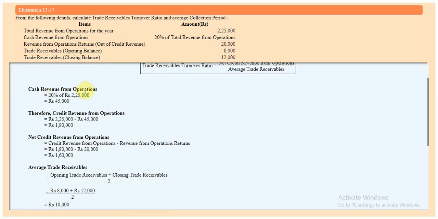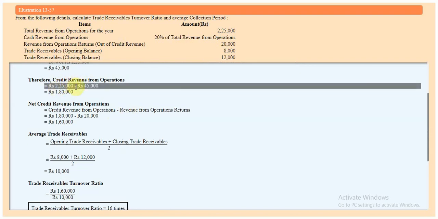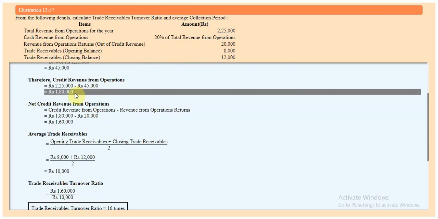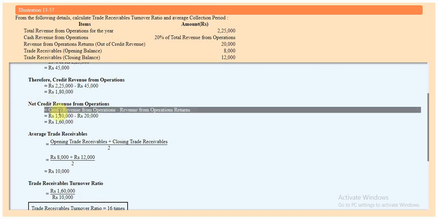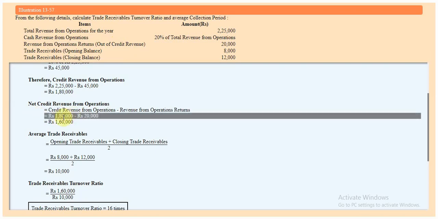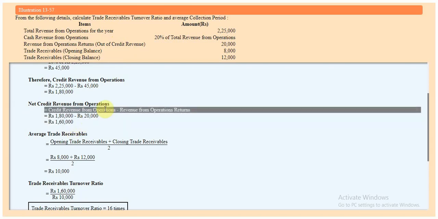So first we are finding out the amount of cash revenue in rupees, which is 20% of the total revenue. That comes to rupees 45,000. And then we are finding out the credit revenue, that is the total revenue minus the cash revenue. That gives us a credit revenue of rupees 1,80,000. Then because they have given returns for this credit revenue, we are finding out the net credit revenue, that is credit revenue from operations minus revenue from operations returns. That is rupees 1,80,000 minus 20,000, which will give us rupees 1,60,000 as the net credit revenue from operations.